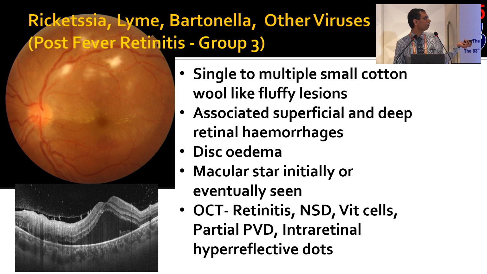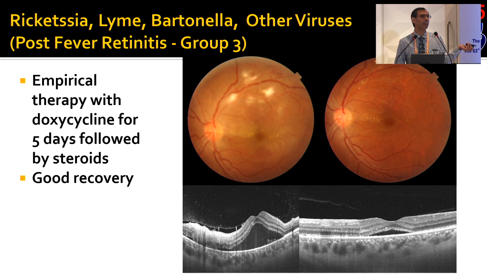Start doxycycline, and if the NSD is not settling, the edema is not settling by about 3-4 days, then you can add on your steroids and continue the doxycycline for about a month, and slowly you can taper off the steroids. Very rarely, in some cases where the edema I had seen was about 1000 microns or 800 microns, I have even injected Avastin just for a quick response. But the main therapy would remain steroids and doxycycline.